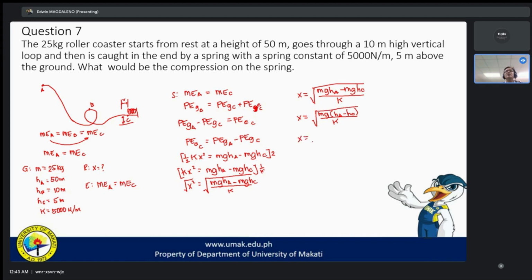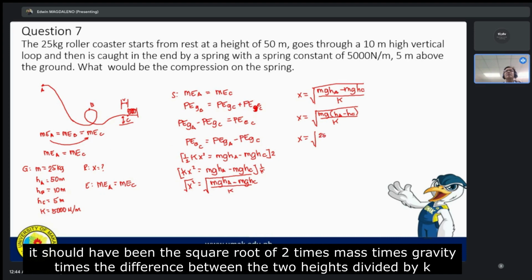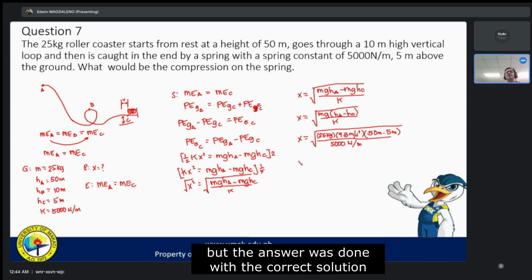So we have x equal to the square root of the mass of the roller coaster, which is 25 kilograms, times gravity, which is 9.8 meters per second squared, times HA, the height at point A, which is 50 meters, minus HC, which is 5 meters, divided by k, which is 5,000 Newton per meter. So the value of x should be 2.1 meters.